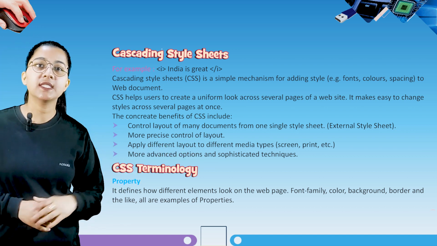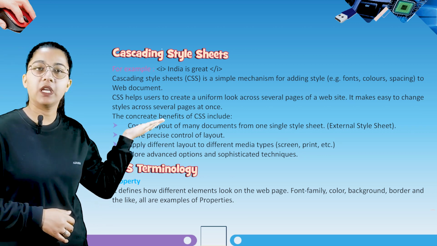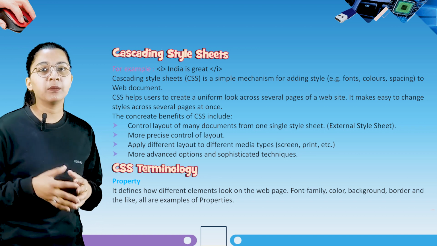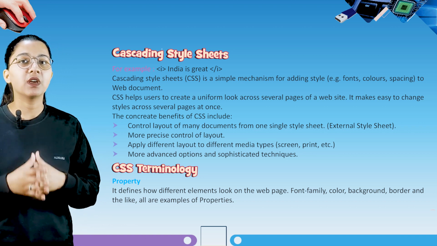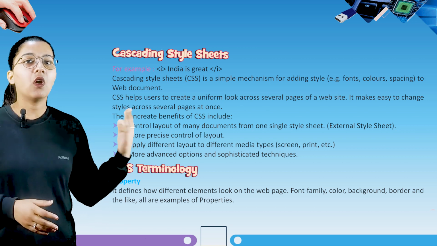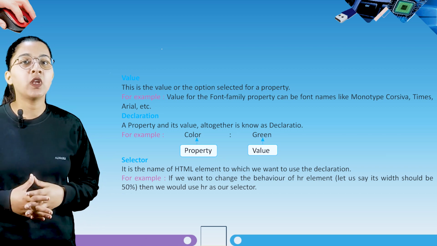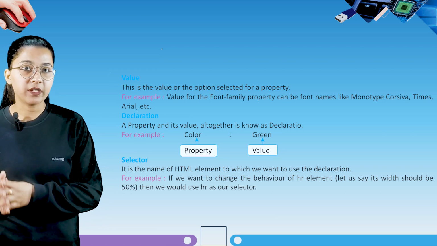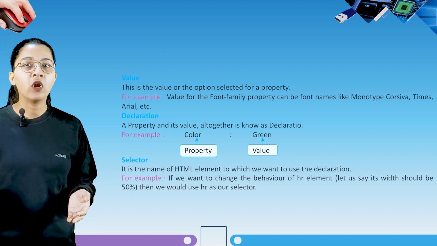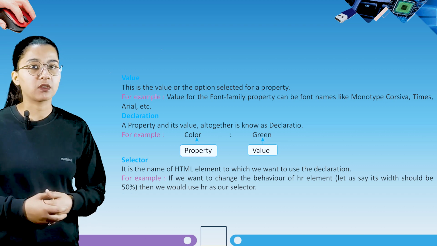Now our next topic is CSS terminology. First we are going to read is property. It defines how different elements look on the web page: font family, color, background, border and the like. All are examples of properties. Then we have value. This is the value of the option selected for a property. For example, the value for the font family property can be a font name like Monotype Corsiva, Times, Arial, etc.